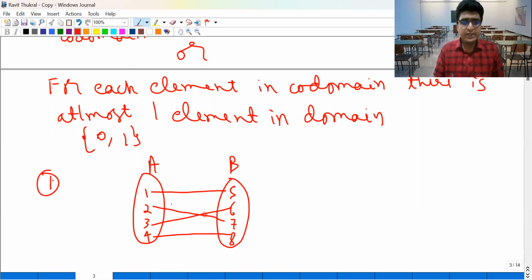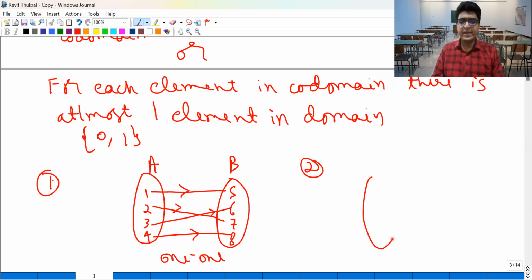Well, the answer is yes. The first thing that you need to check is whether it is a function or not. So we can clearly see that each element in set A is mapped to exactly one element in set B. So it is a function. Now, is it an injective function? For each element in set B, there should be at most one, so 0 or 1 element in A. So 5 was associated to 1, 6 to 3, 8 to 4, 7 to 2. All of them have exactly one association. So it is a 1-1 function.